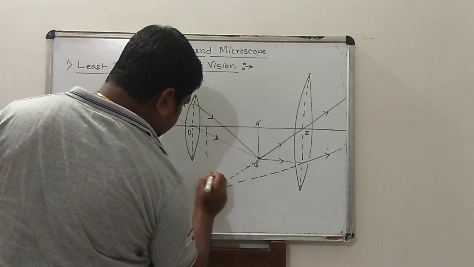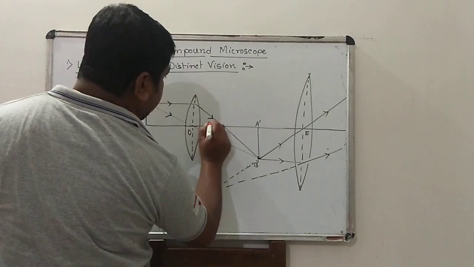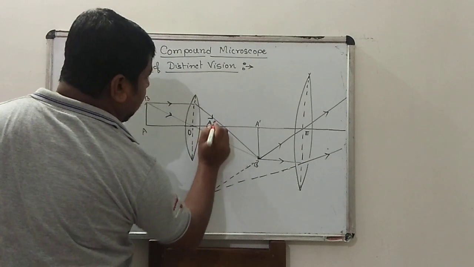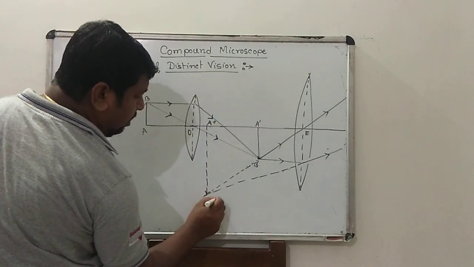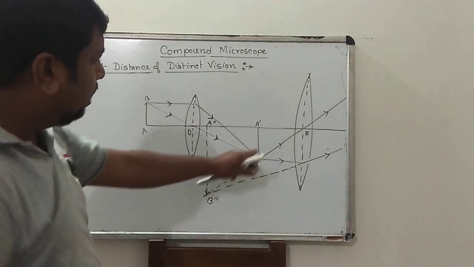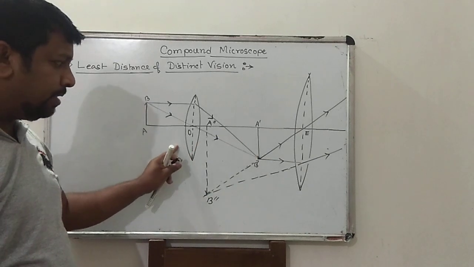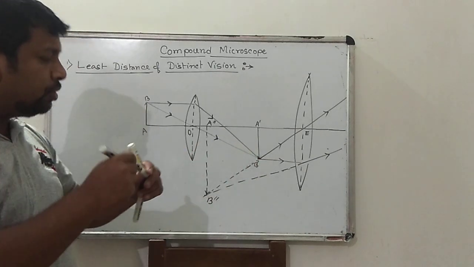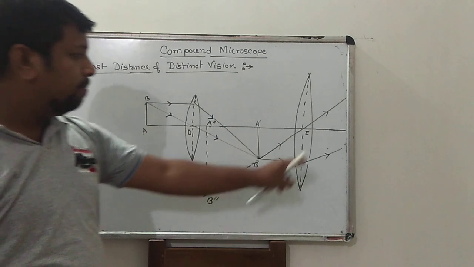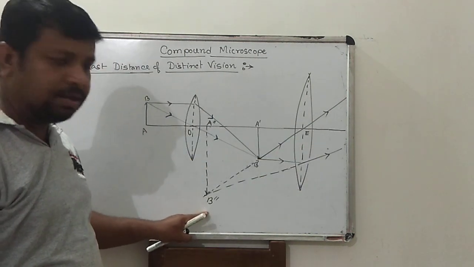At this point a virtual image is formed. This is inverted: A double dash, B double dash. A dash B dash is a real image. It is the image formed by the objective, and this image is used as an object by the eyepiece. So the final image is formed at that point, that is A double dash, B double dash.